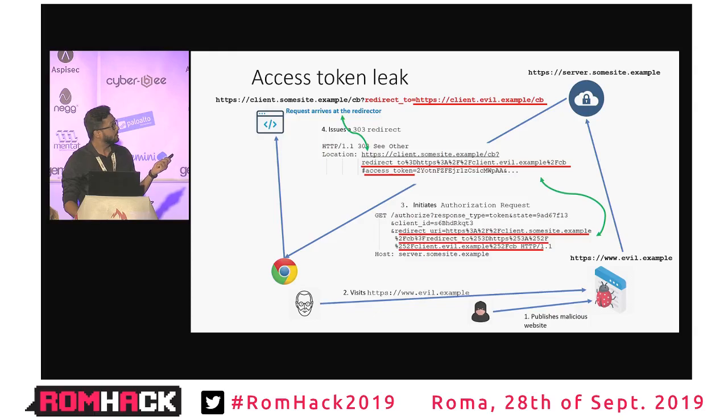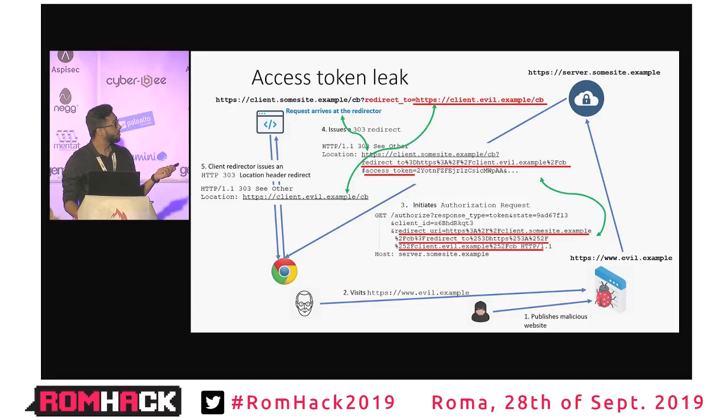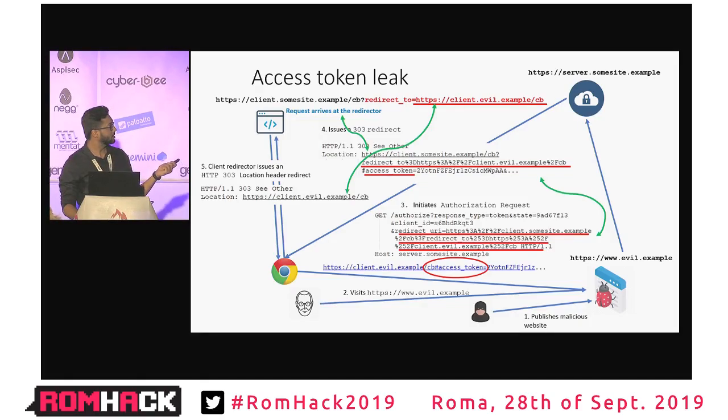the client is set up to redirect using the redirect_to parameter. So it matches this particular underlined URL, which is evil.example, and redirects the end user back to the evil.example website. And since the access token fragment was present here, the browser will attach this access token to this request as well. And eventually, the attacker will get access to the access token.